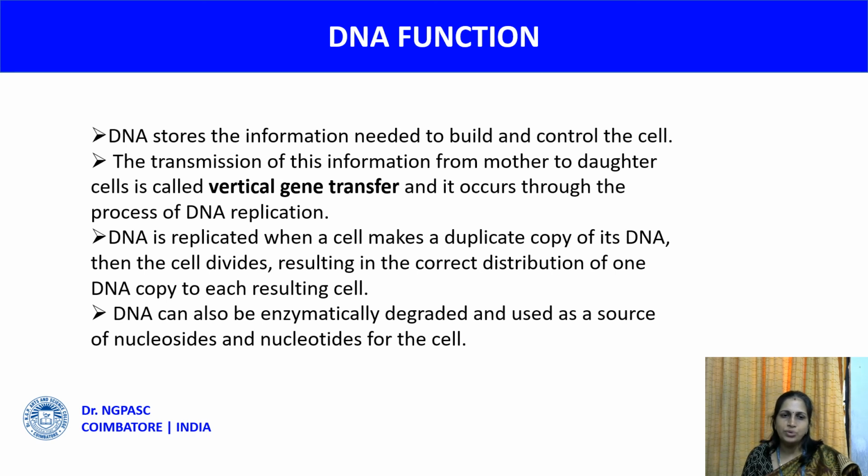Now let's move to the functions of DNA. DNA stores the information which is needed to build and control the cell. The transmission of the information from the mother to daughter cell is called vertical gene transfer, and it occurs through the process of DNA replication. DNA is replicated when a cell makes a duplicate copy of its DNA, and then the cell divides and results in correct distribution of one DNA copy to each resulting cell.